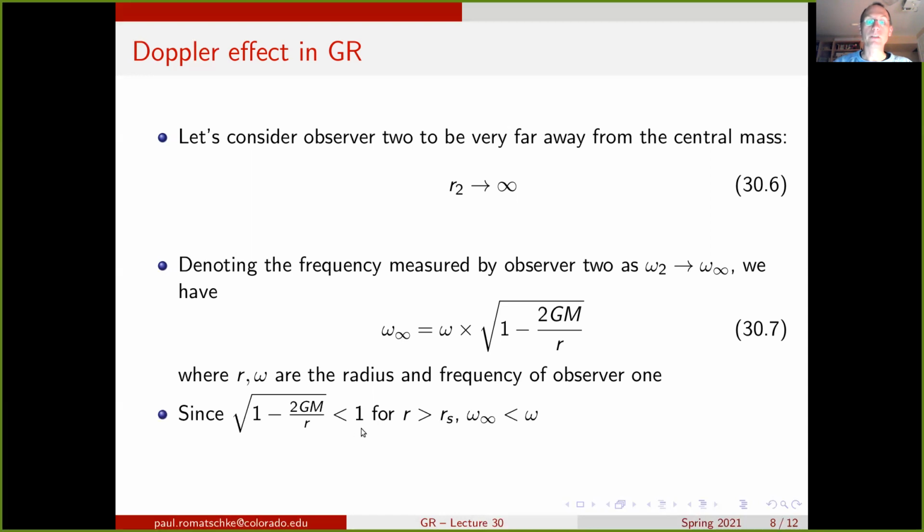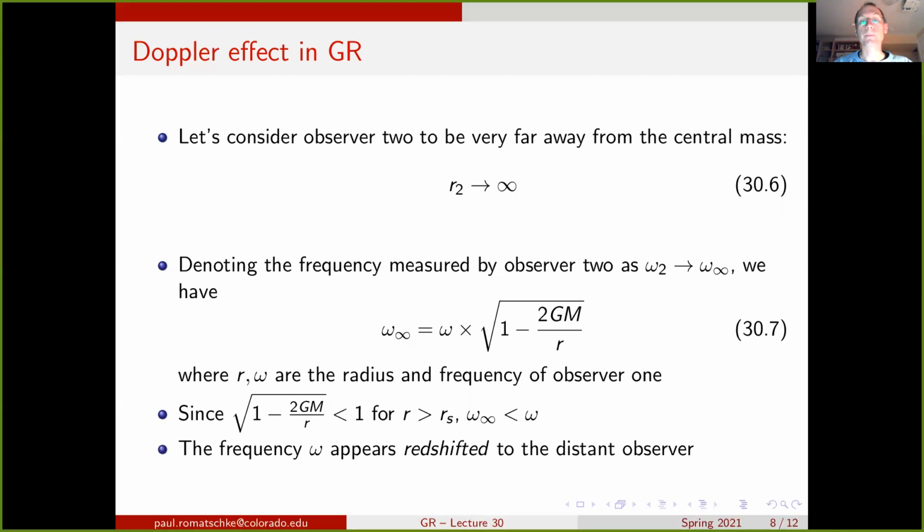In particular, assuming that the radius here is bigger than the Schwarzschild radius 2GM, this factor here will subtract something from 1. So this factor is smaller than 1. And this means that if we multiply the original frequency omega by something that's smaller than 1, the frequency measured by the distant observer is smaller than the original frequency. Smaller frequency means less energetic photons. Less energetic photons means photons get redshifted. So we find that for the distant observer, the frequencies of the emitted photons appear redshifted.